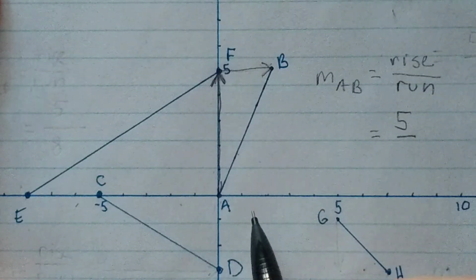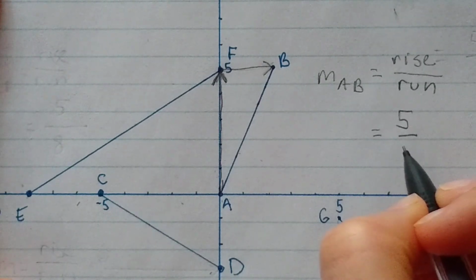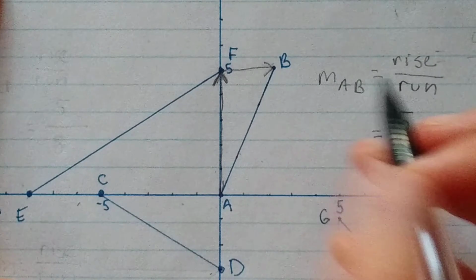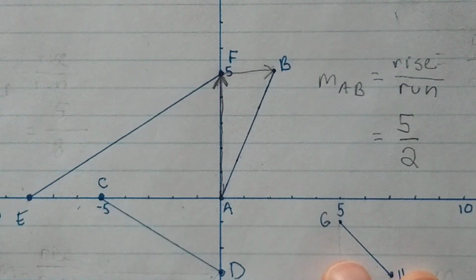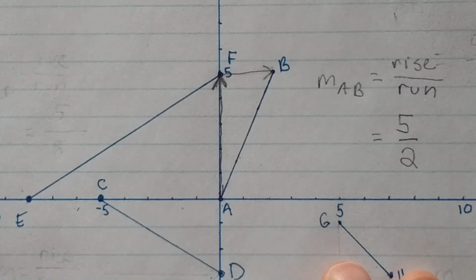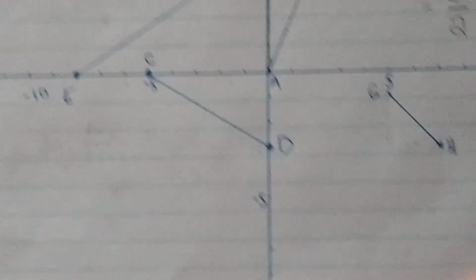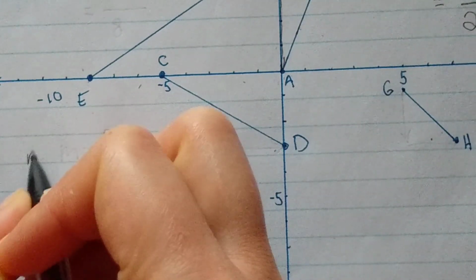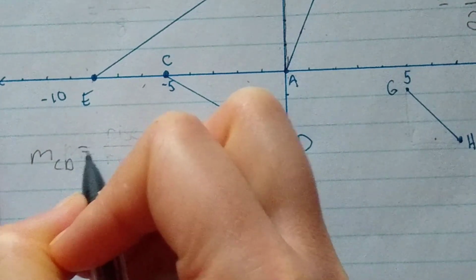So 0, 1, 2. And you can just follow that along from here. So our run will be 2. So that means the slope of this line segment is 5/2. If it was a word problem, we would use decimals, but otherwise we use fractions. So let's look, that was AB, let's look at CD down here. So the slope of CD is rise over run.